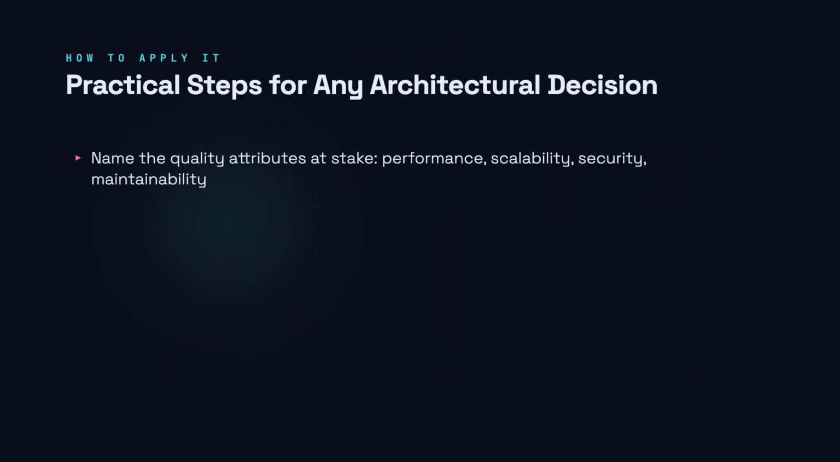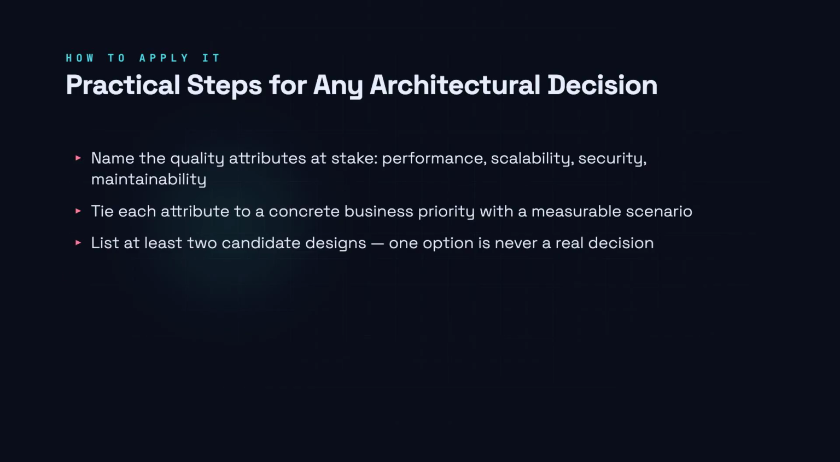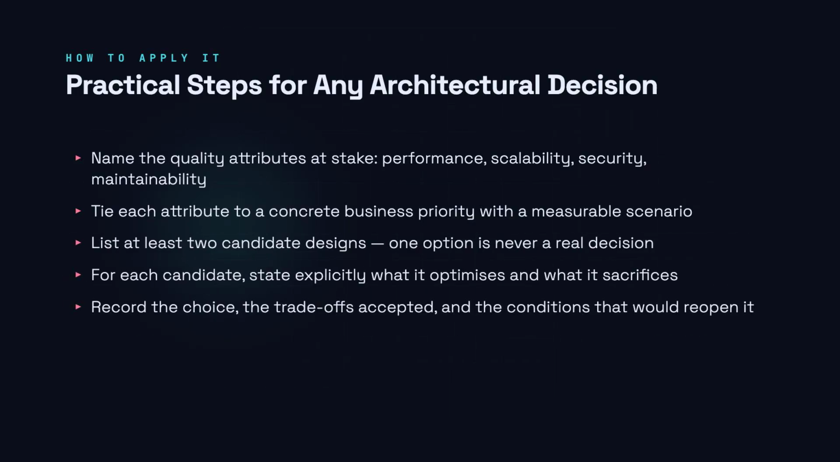You do not need a formal ATAM workshop for every decision. The discipline is in the thinking, not the ceremony. For any significant architectural choice, name which quality attributes are in tension. Write at least one concrete scenario per attribute. Compare at least 2 designs against those scenarios, and then write down the outcome, including what you gave up, and under what future conditions you would revisit the choice. That last part is what most teams skip, and it is the most valuable.